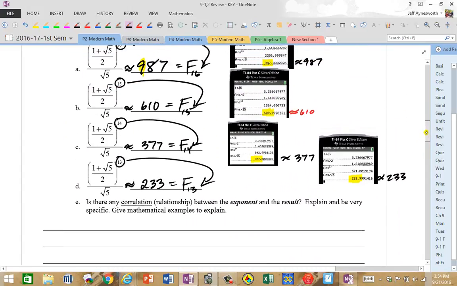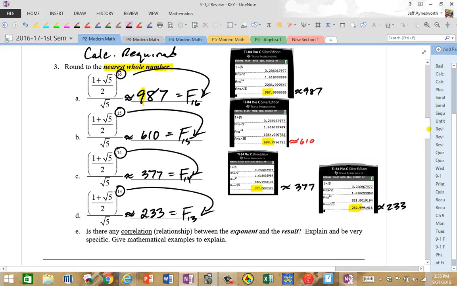So I did it 4 times in a row to show you that you only need part of Binet's formula to calculate these values. And if you understand the form here, it gives you the result in advance. So is there any correlation or relationship between the exponent and the result? And the answer is obviously yes, because I've explained it 4 times in a row. Explain and be very specific, give mathematical examples to explain. So previously, these are the mathematical examples.